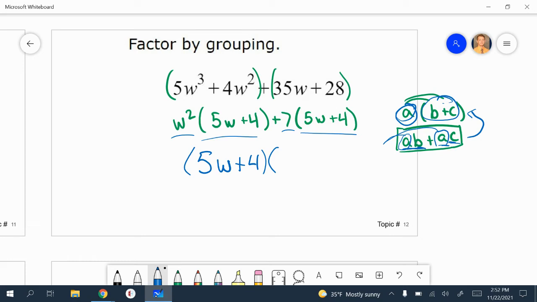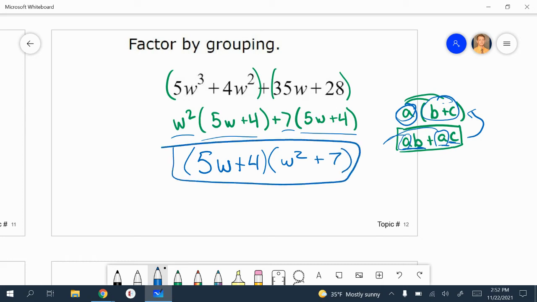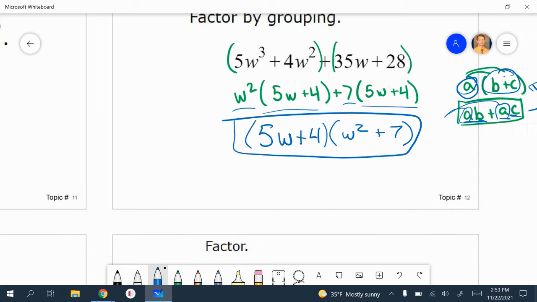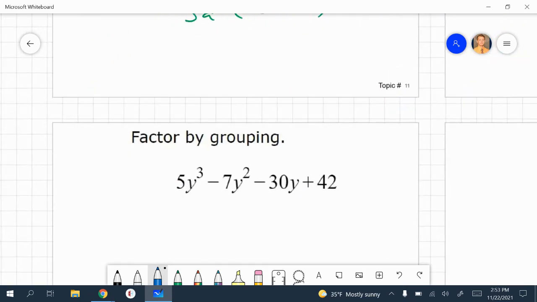I'm going to put them together with an addition symbol between them, just like that. That's your final answer for number 12. That's kind of tricky. That's something that we're going to go over in class quite a bit throughout this unit.